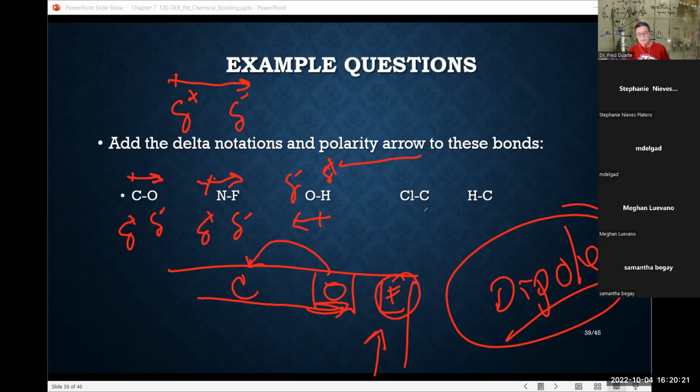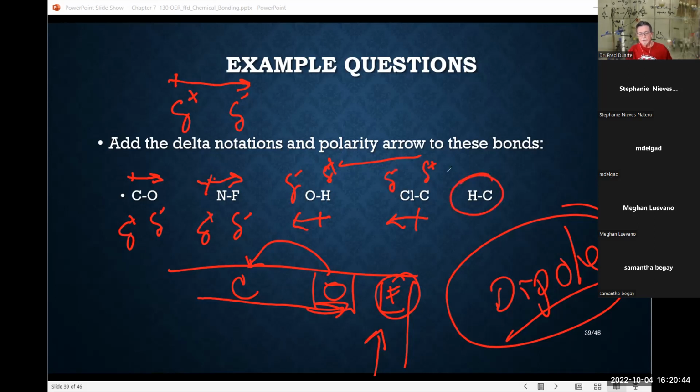And we've got carbon to chlorine. Now, in general, halogens are always going to be the winning partner, if you will, in this bond, if we have a halogen bonded to an atom, because they tend to have the higher electronegativities. And so here carbon has a partial positive and chlorine has a partial negative.